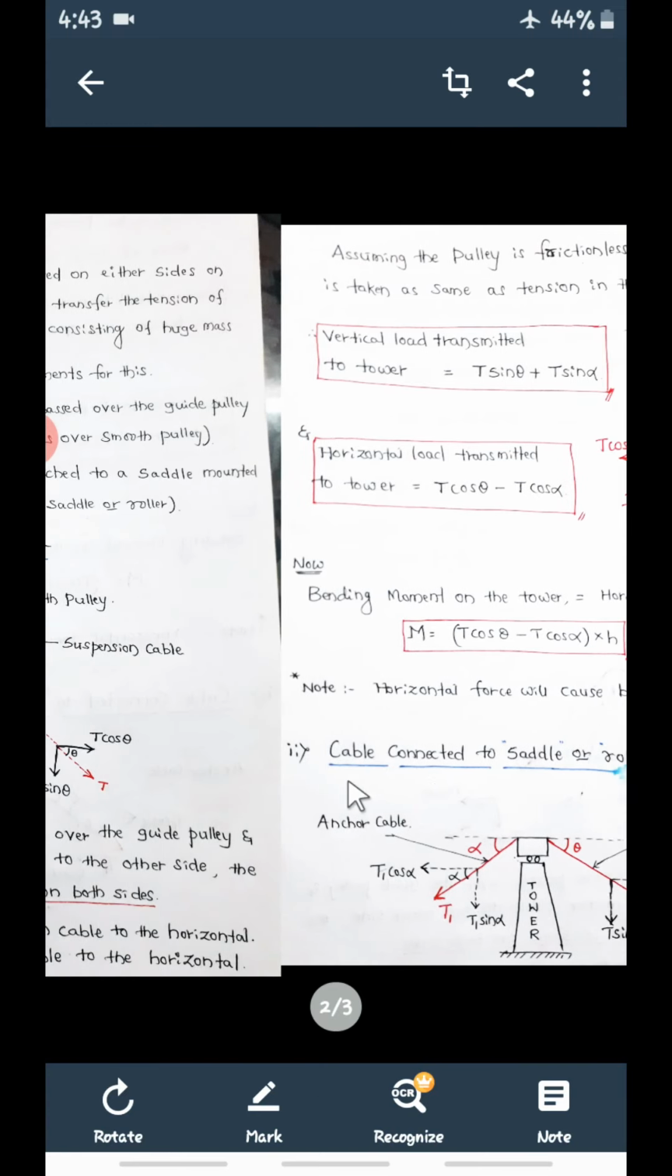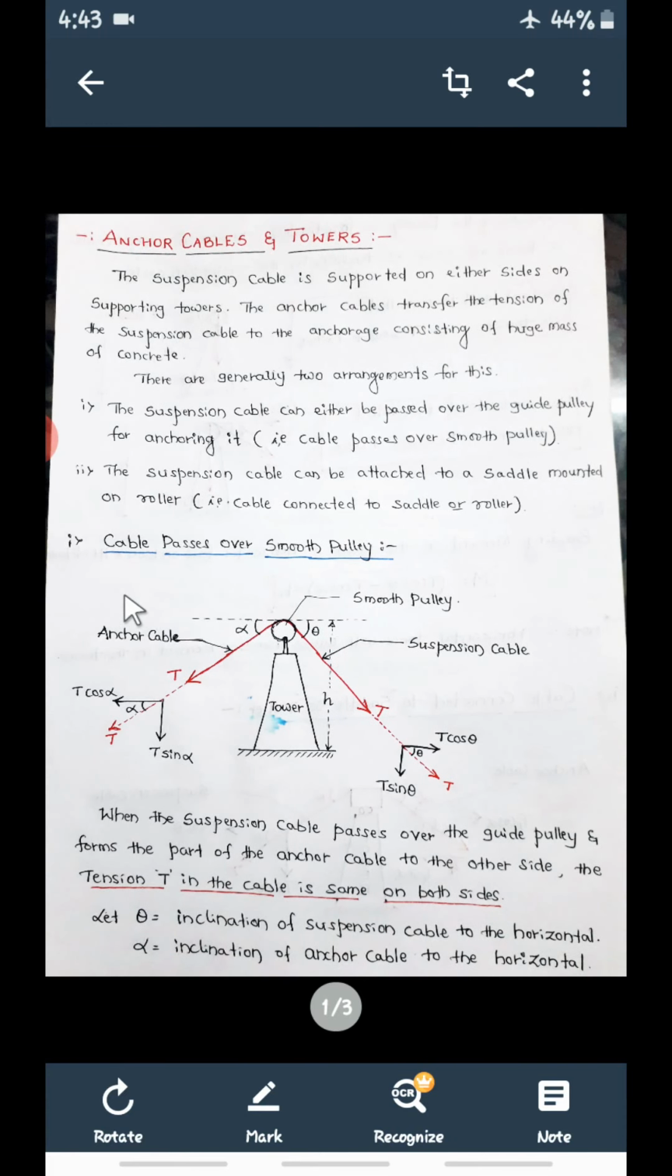So let us take the first arrangement, where the cable passes over the smooth pulley. This is a pulley, a wheel, a smooth pulley. So there will be no friction. It is a frictionless pulley.